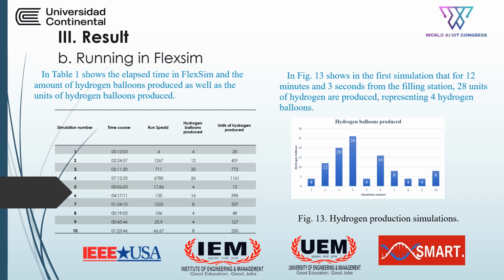The result running in FlexSim. This is the result at a 1 to 10 run speed. This is the time course, the hydrogen balloons produced, and units of hydrogen produced, with 66.667 run speed, 250. This is the hydrogen balloons produced in the graphic.